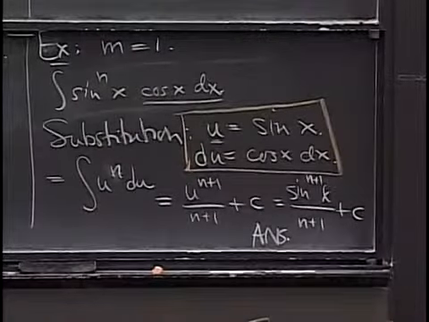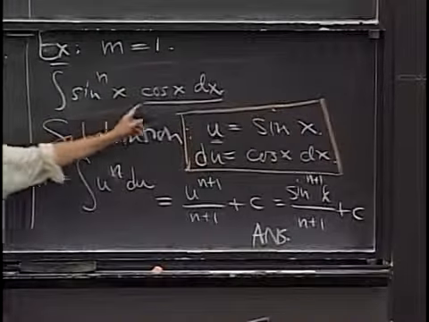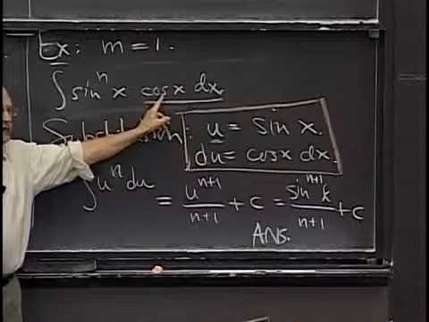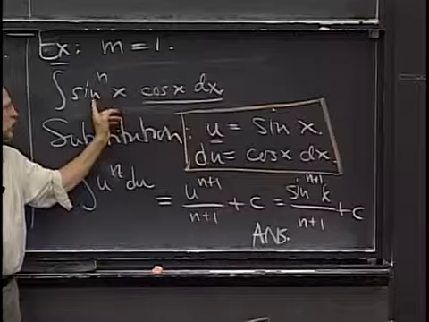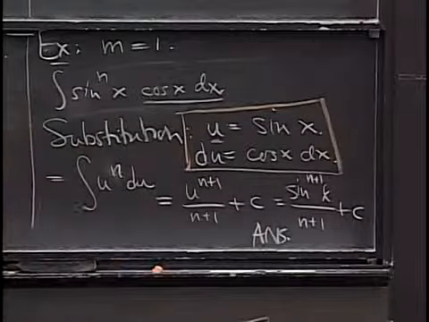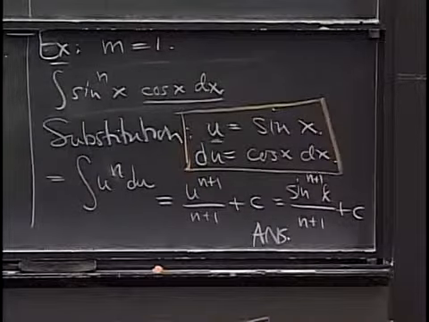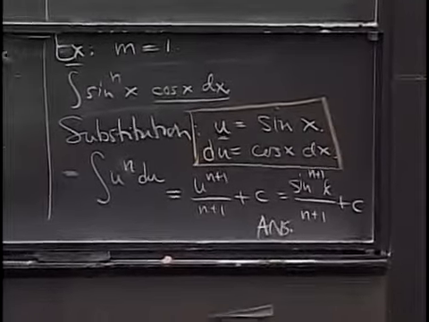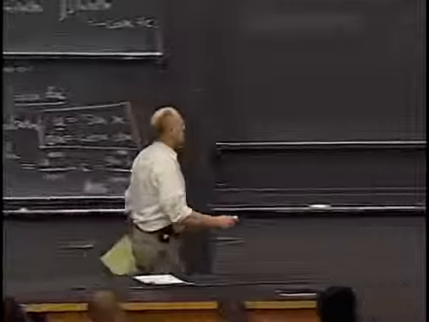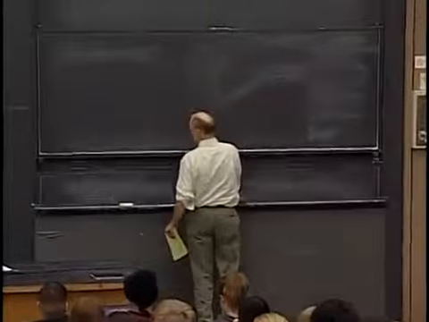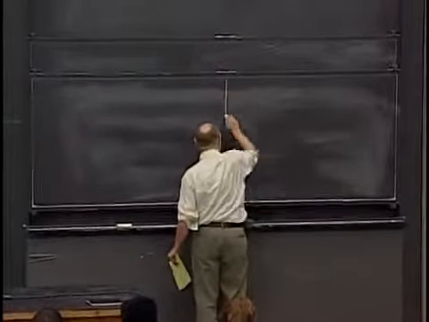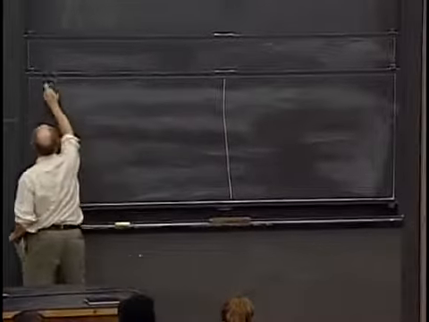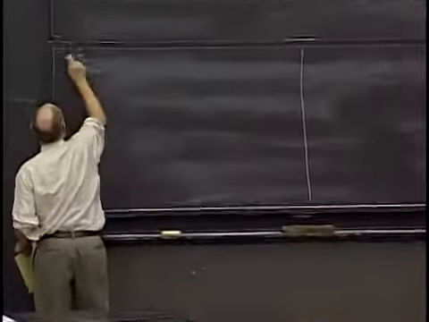Okay, so the game was I used this odd power of the cosine here, and I could see it appearing as the differential of the sine. So that's what made this substitution work. Let's do another example to see how that works out in a slightly different case. So here's another example.